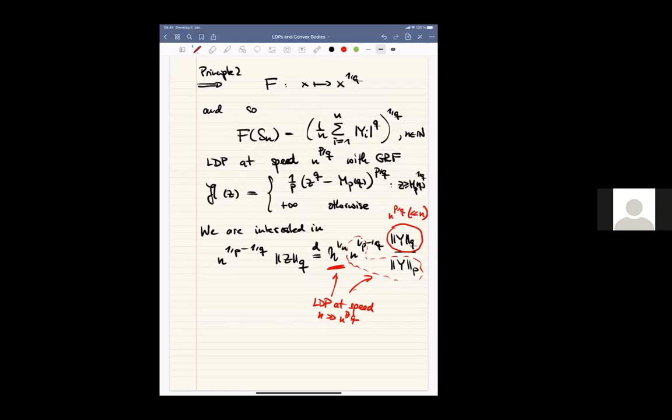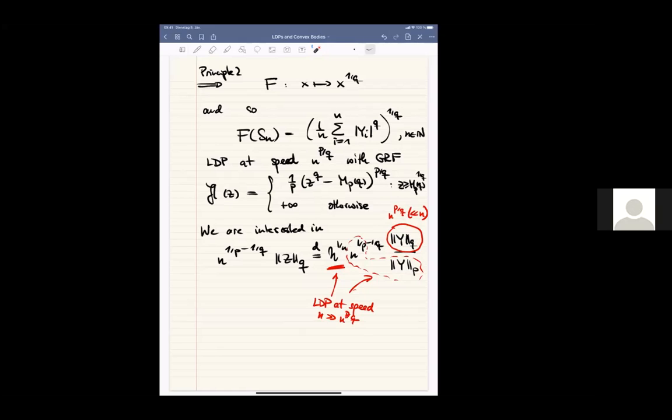So heuristically, already now, what you're going to see is this, because this is slower. You do not see the rest because it's too fast. So essentially, the largest exponent wins. It's e to the minus n to the p over q. This is what you see. This is just the heuristic argument by comparing the speeds of the separate LDPs.